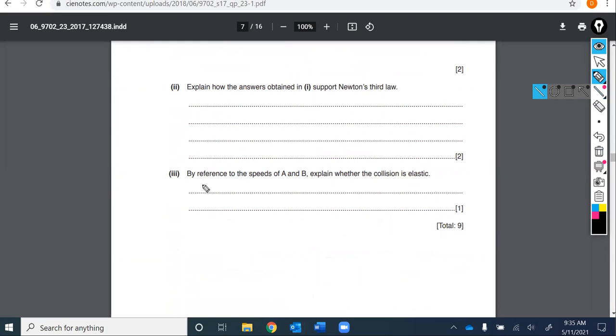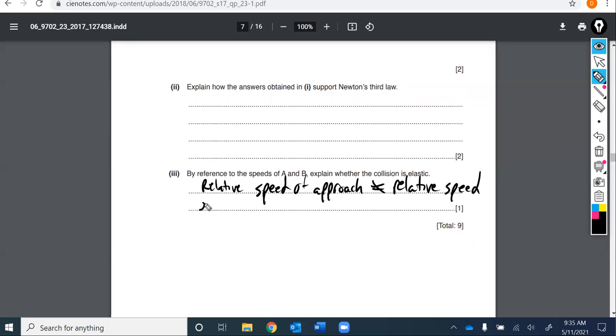So the relative speed of approach does not equal the relative speed of separation. So always answer the question. So the collision is not elastic.